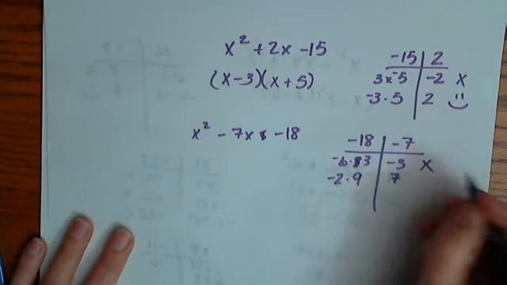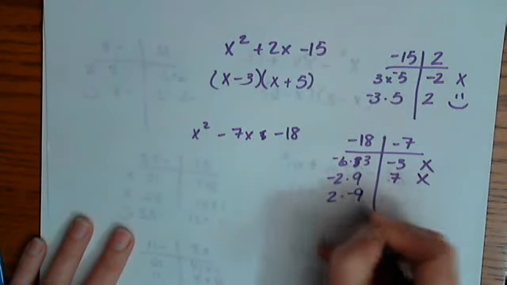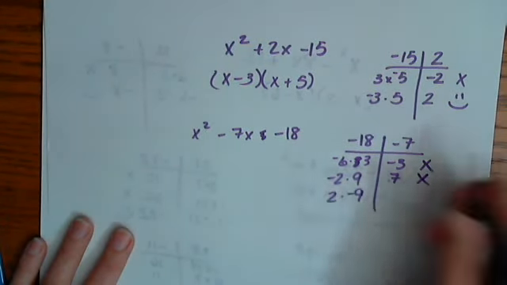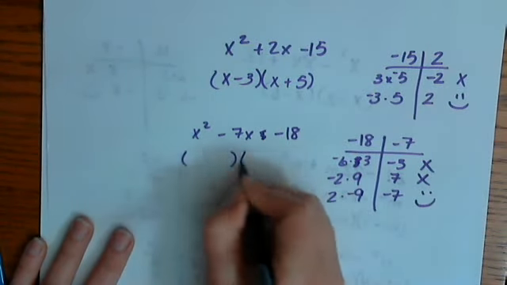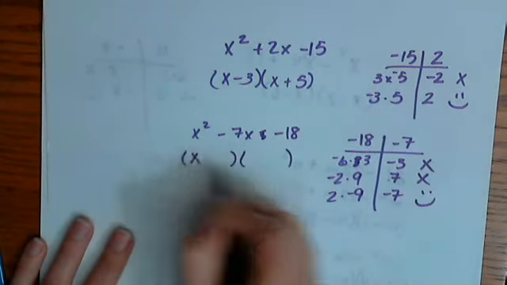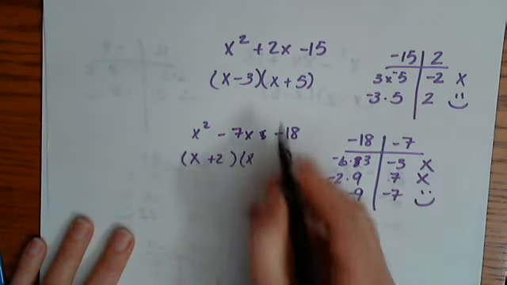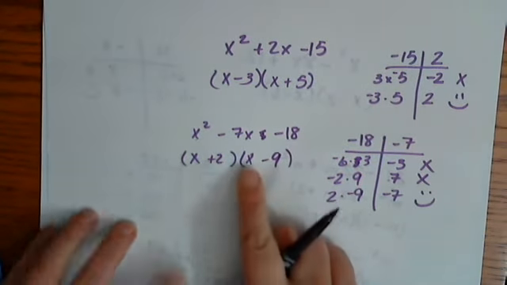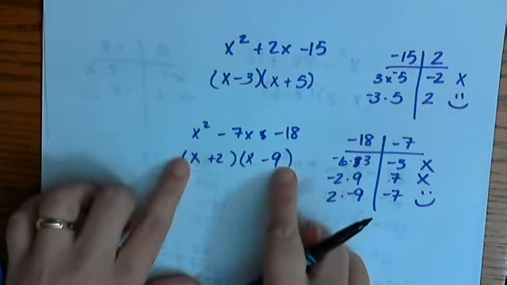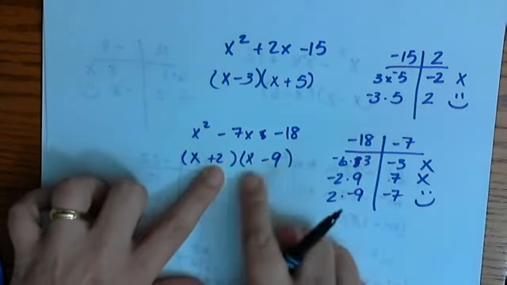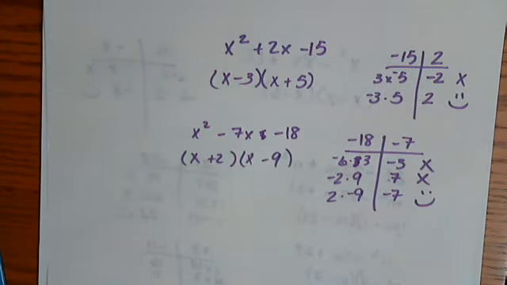Looks like we're getting somewhere, but our signs are still mixed up, so we're not right. Let's try 2 times negative 9. That would be a negative 18, and negative 7 is what we wanted exactly, so we know that we're going to have an x and an x. 2 is positive, and 9 is negative. x squared, negative 9x plus 2x is negative 7x. Negative 9 times 2 is negative 18. That's exactly what we need.